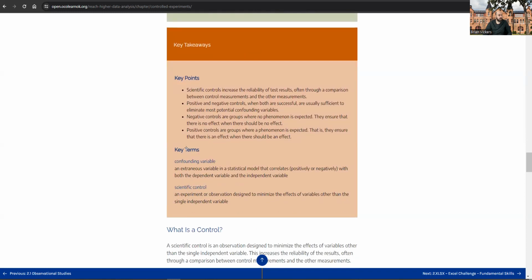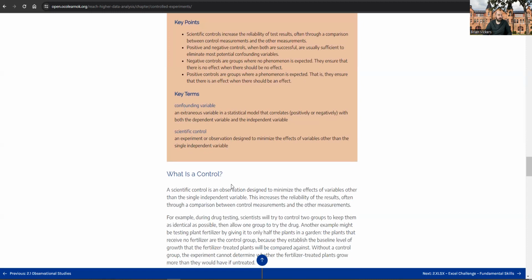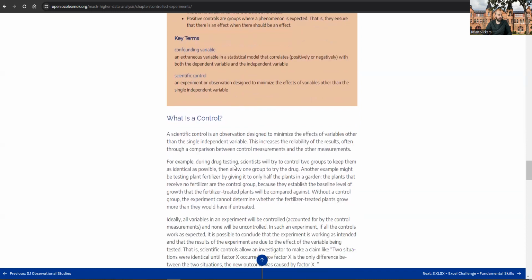Scientific control is another key term you'll need to see: an experiment or observation designed to minimize the effects. All of those types of things are in the realm of scientific control, trying to look at ways to eliminate bias and minimize any other variables outside of what's part of the experiment. Typically, you're looking at a single independent variable and not multiple independent variables in this type of experiment. Basically, just X and Y, dependent and independent variable.